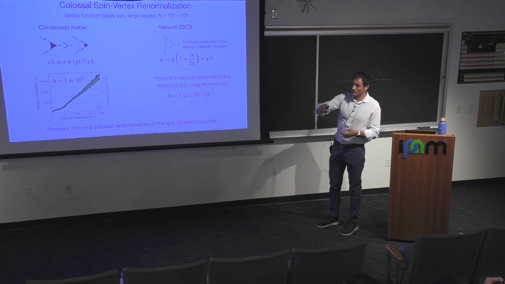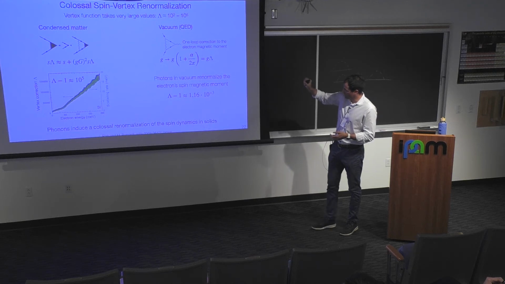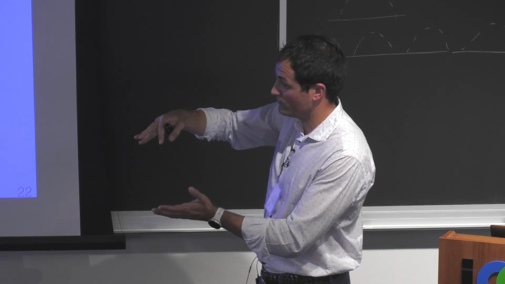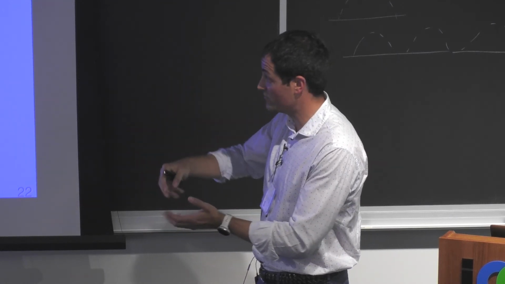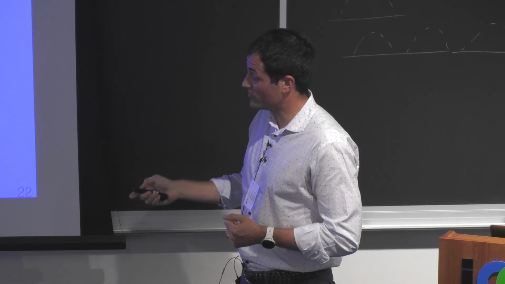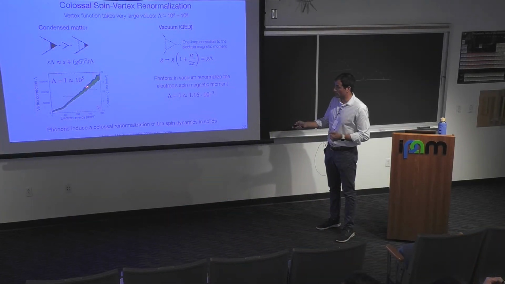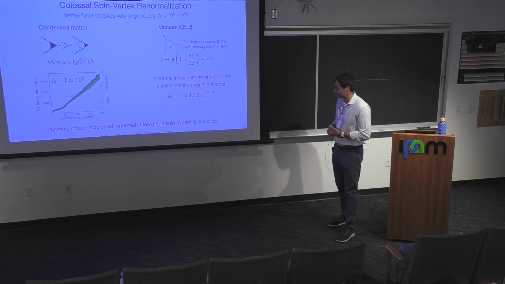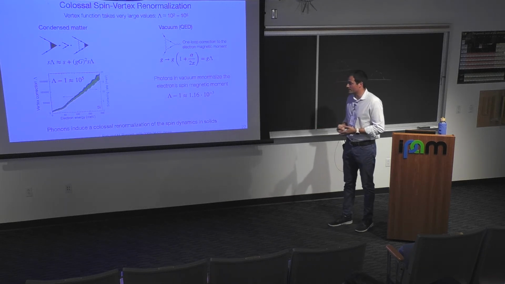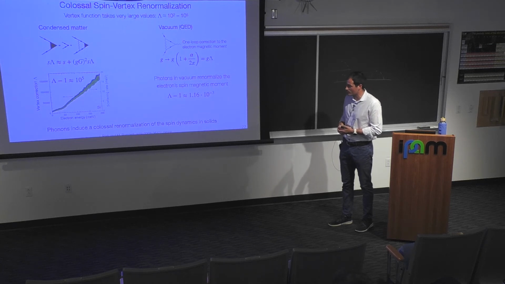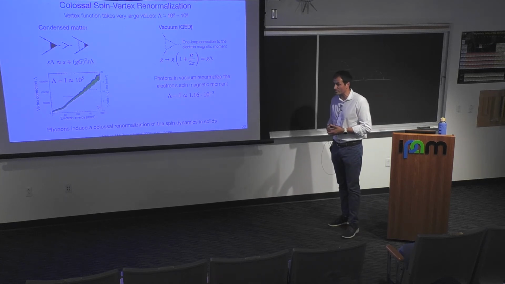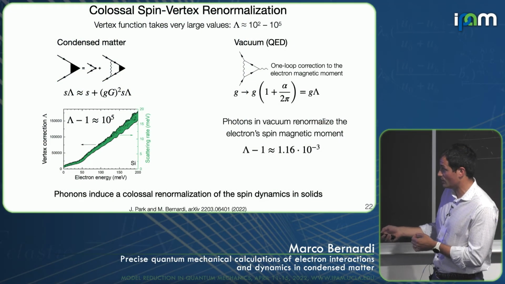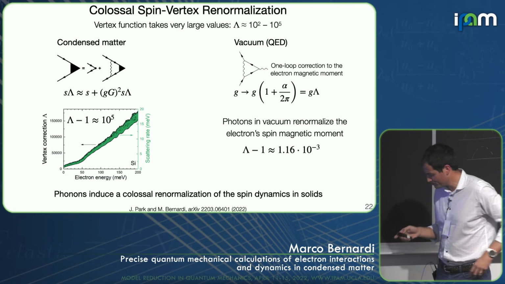Now you take the same electron, you put it inside a material where now you have the thermal vibrations, the phonons. The resulting renormalization is much, much greater. It's of the order of 10 to the 5. So it's basically 8 orders of magnitude greater. And so this is a proof that this is really a colossal phonon-induced effect that you have on the spin in solids. In this case, it does not change exactly the electron's spin, but it changes the spin dynamics.